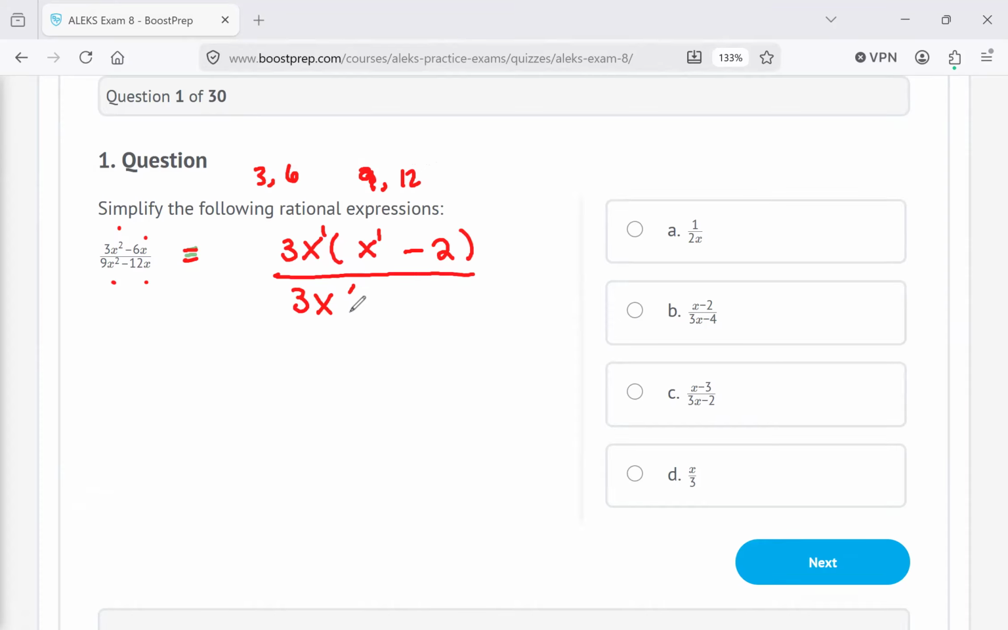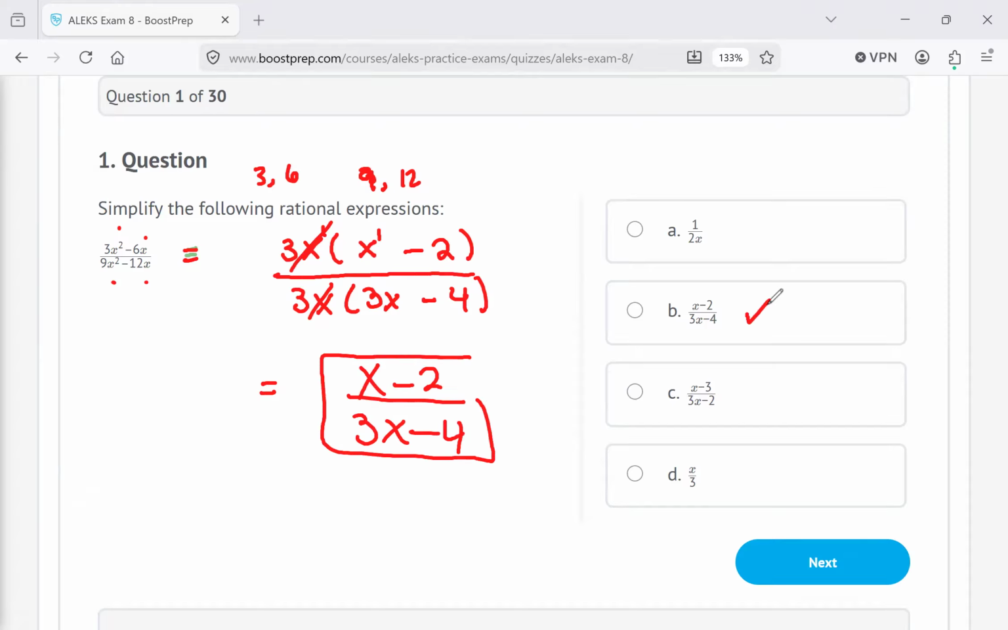Okay, so, and so then you're going to need a 3x minus 4. And then what cancels? 3x. So we're left with x minus 2 over 3x minus 4. Okay, so that's the answer.